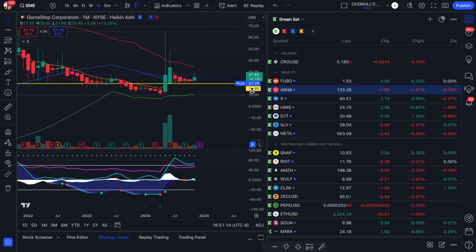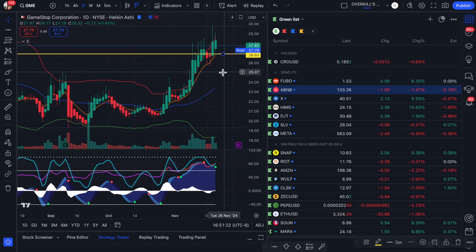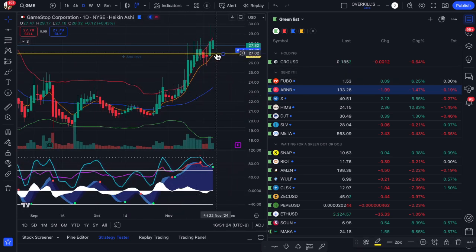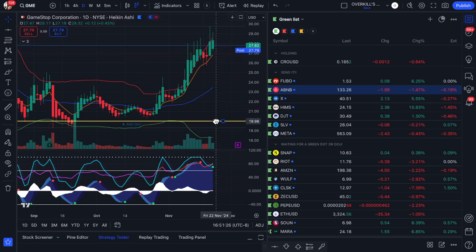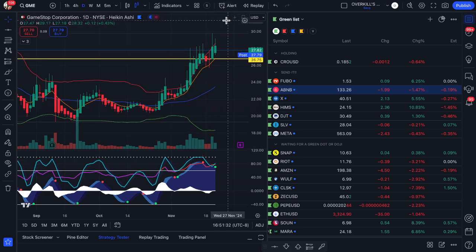Here's GME. GME's got the green dot on the monthly. So what are we doing? We're in here on the daily looking for green dots for entries. Okay, and you got one here yesterday. So what we're going to do is move our stop loss up to the most recent low, which is going to be around 26.75. You got the green dot right there. Watch for this one to take off here tomorrow.